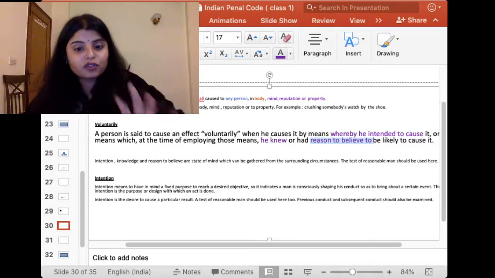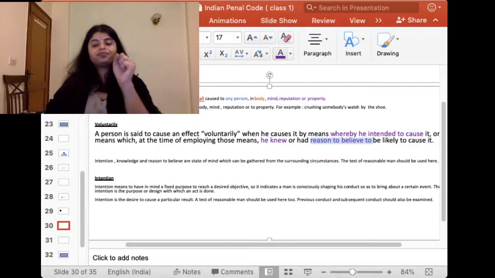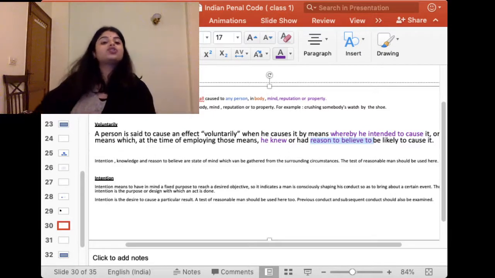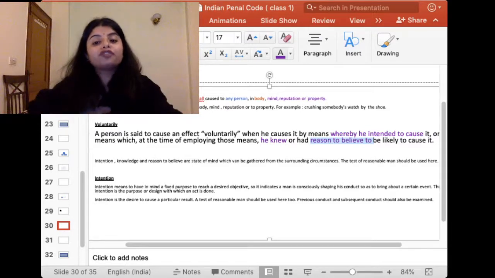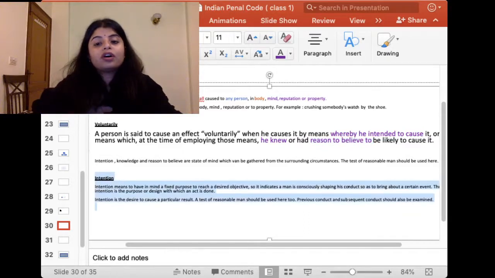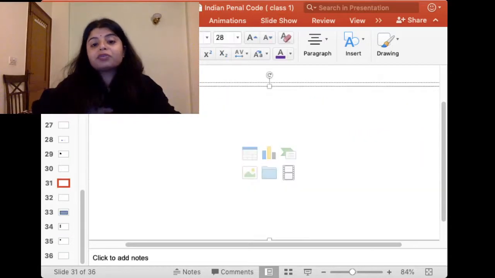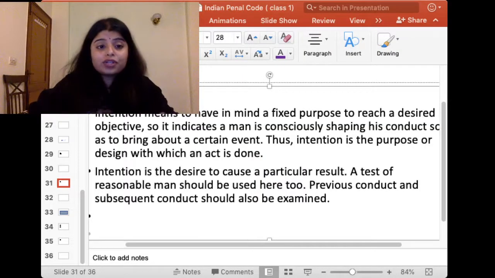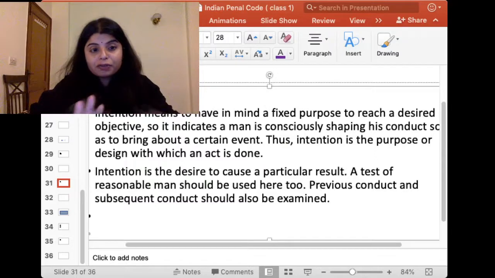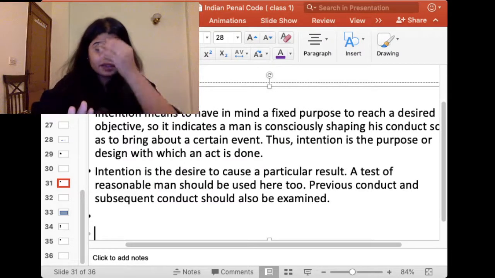The last part of today's class is intention. Now, intention, as you know, is one of the mental states. But the problem comes when you have to figure out what is the difference between intention and motive. Remember, the difference between intention and motive is a very confusing part, and most of the people tend to make a mistake there.